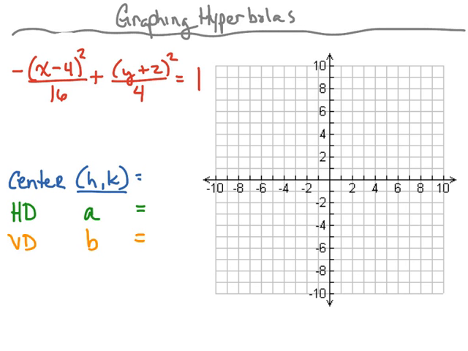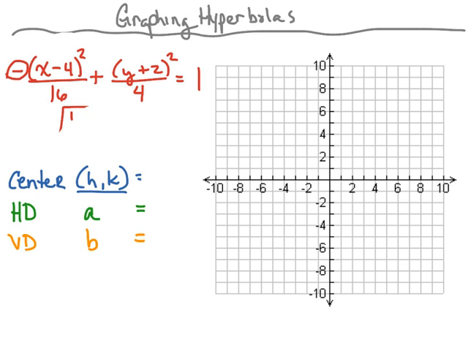Okay, next example, we've got the equation negative (x minus 4) squared over 16 plus (y plus 2) squared over 4 equals 1. Now I want you to notice this time where that negative sign is. Notice it's up here in the front. And because it's up in the front, this time our hyperbola is going to open up and down. So the graph is going to end up looking something like this when I get done. It's going to open up and down rather than left and right, as we saw in the first 2 examples.